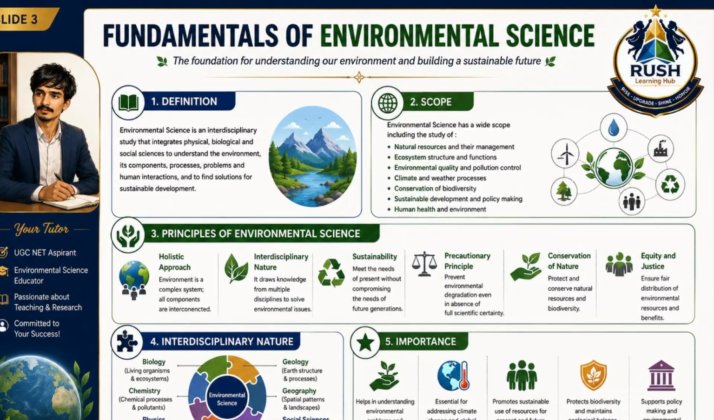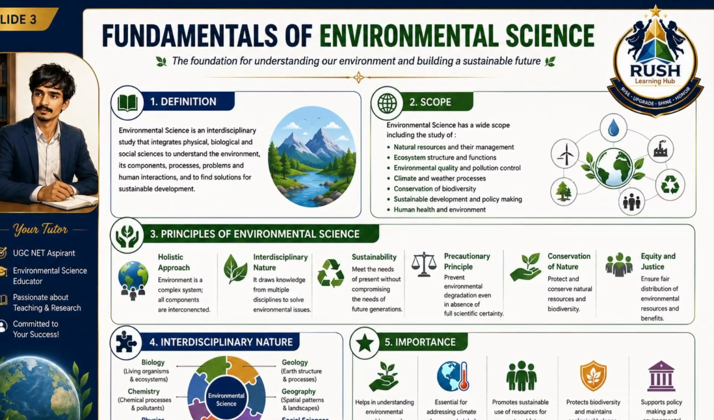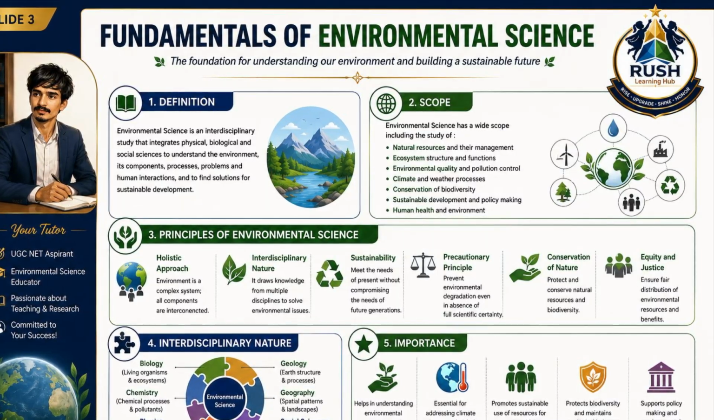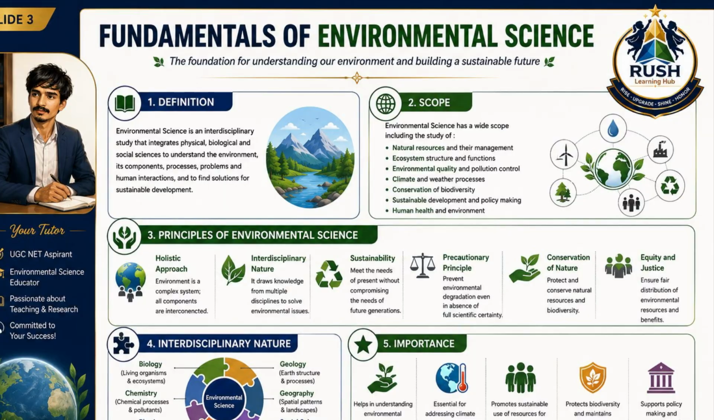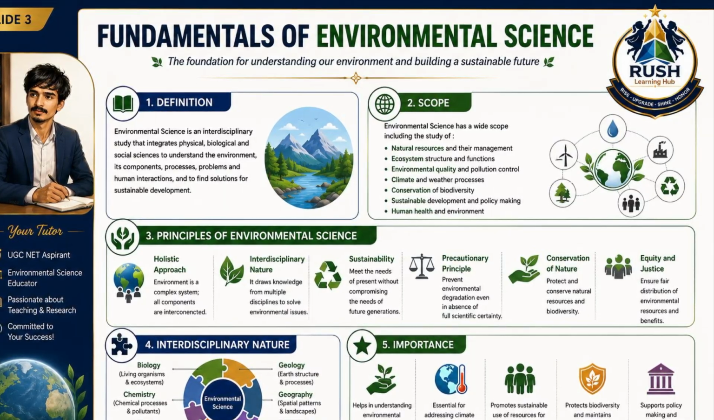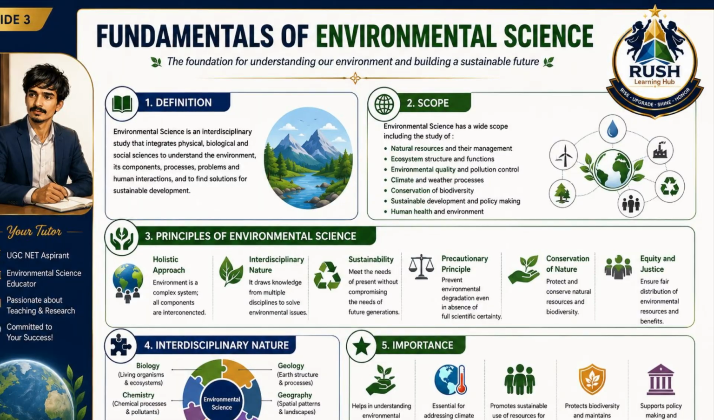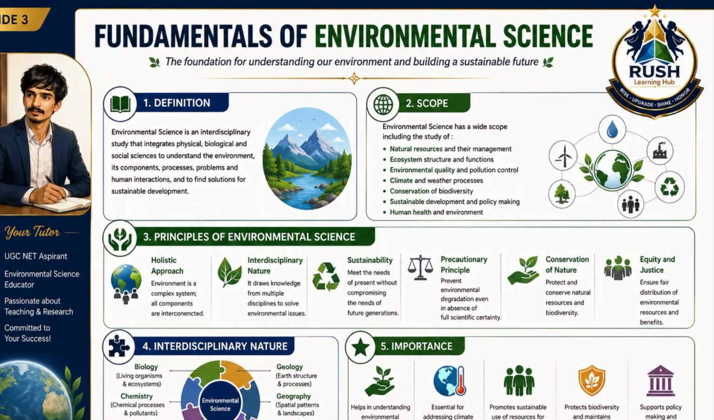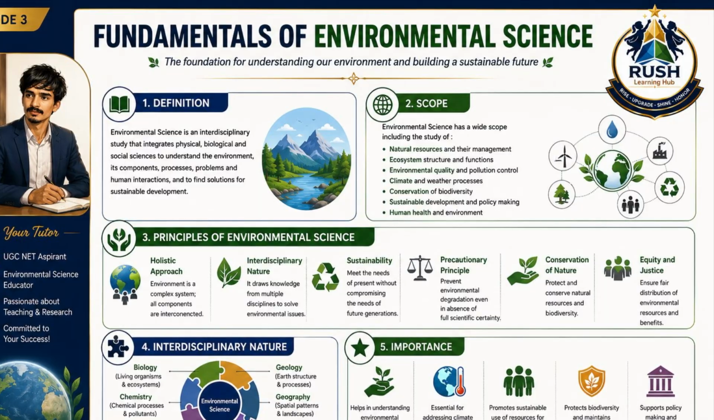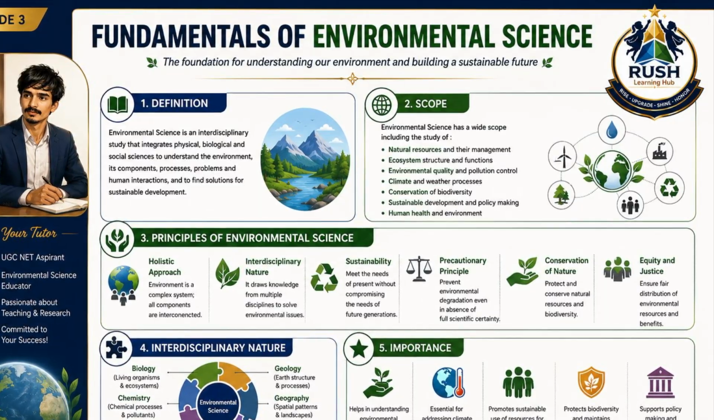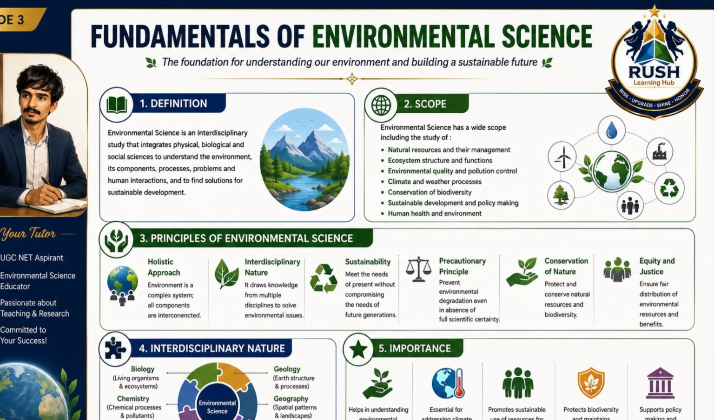The second principle is interdisciplinary nature. Environmental problems cannot be solved by a single discipline. For example, climate change requires knowledge of atmospheric science, ecology, chemistry, economics, sociology, and public policy. Therefore, environmental scientists work across multiple fields to understand and solve complex environmental issues.